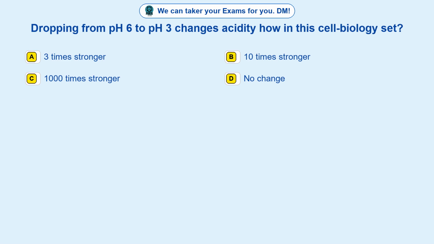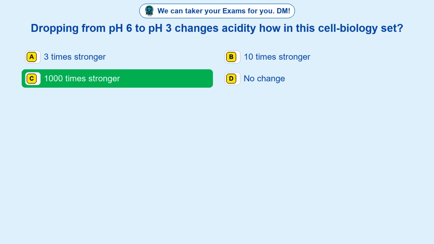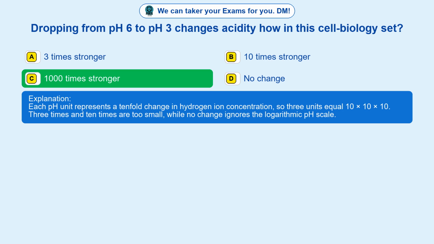Question 53. Dropping from pH 6 to pH 3 changes acidity how in this cell biology set? Option A 3 times stronger. Option B 10 times stronger. Option C 1000 times stronger. Option D. No change. The correct answer is option C, 1000 times stronger. Each pH unit represents a tenfold change in hydrogen ion concentration, so 3 units equal 10 times 10 times 10. 3 times and 10 times are too small, while no change ignores the logarithmic pH scale.